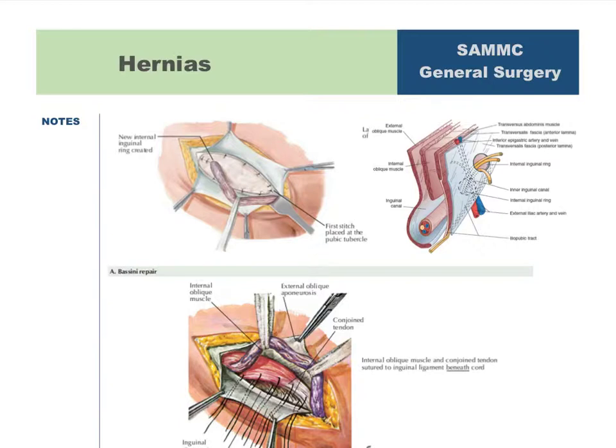This mesh-based tension-free repair was shown to have a significantly lesser incidence of recurrence, which is why this is the most common repair accomplished today. There is one notable exception, i.e. the Shouldice repair, that's not shown here. It's done in a specific center out in Canada, which is still a tissue repair, and they report very low incidences of recurrence in their specialized center and with highly selected patients.